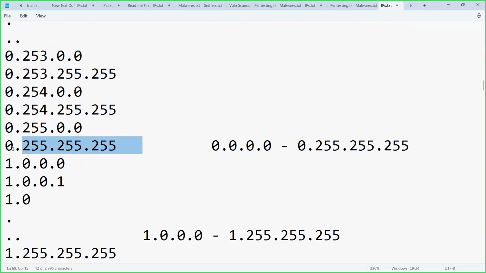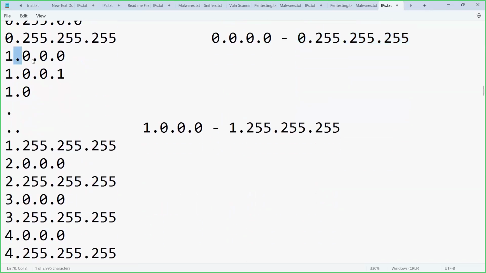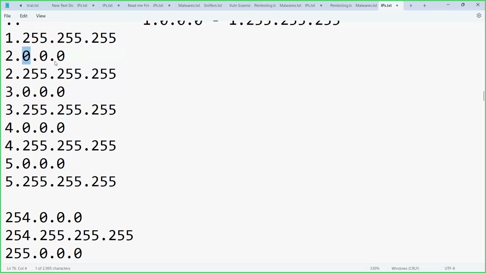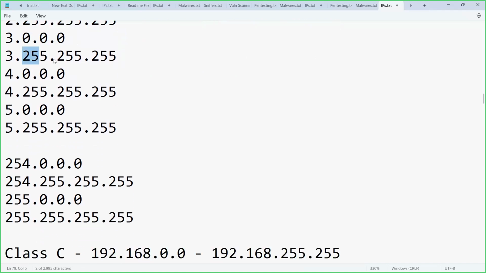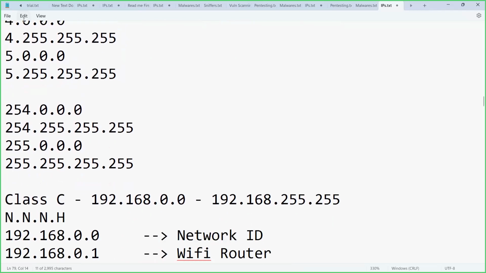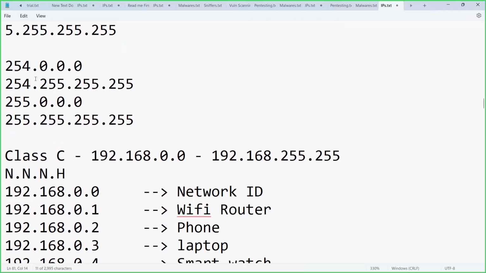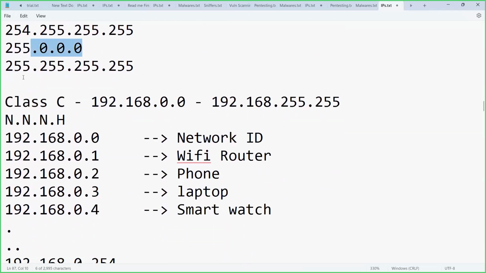Once all these three octets are full, this final 0 now changes to 1. And whatever cycle repeated from the first IP, 0.0.0.0 to 0.255.255.255, the same cycle repeats again from 1.0.0.0 to 1.255.255.255, then 2.0.0.0 to 2.255.255.255, 3.0.0.0 to 3.255.255.255, 4.0.0.0 to 4.255.255.255, and similarly down the line, finally you have 255.0.0.0 to 255.255.255.255.